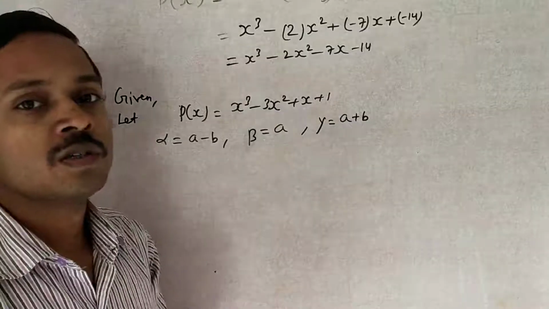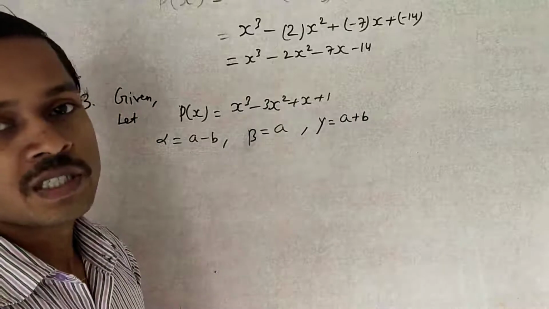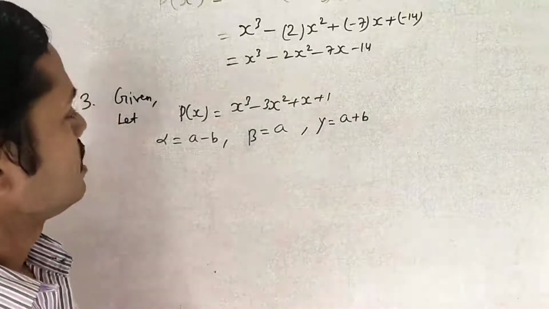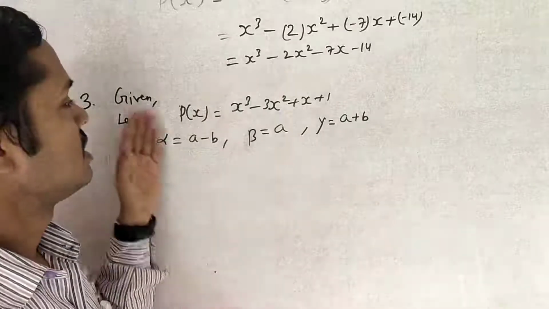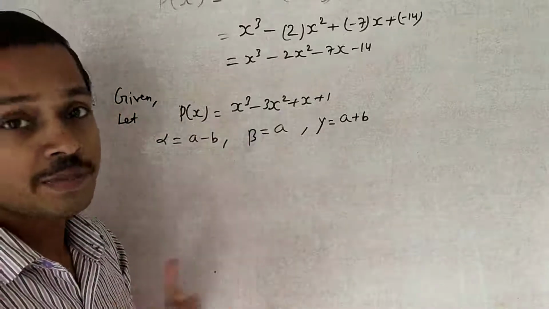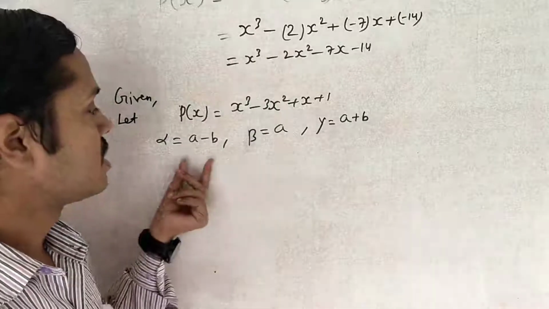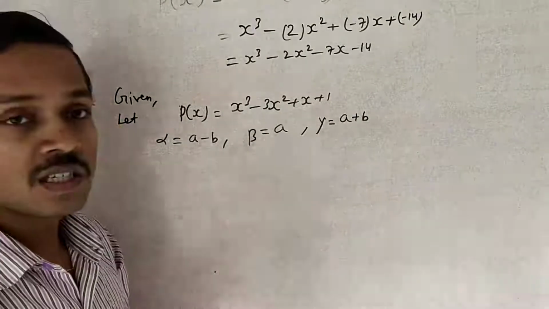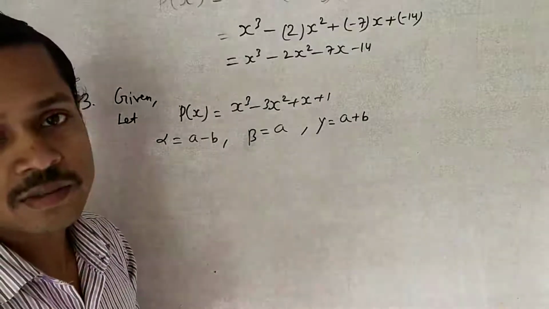Now students, we are going to solve question number 3. What is the information given? Look at there. Any type of equation we are assuming p(x), just think about this information is given. And separate zeros are given. Alpha is equal to a minus b, beta is equal to a, gamma is equal to a plus b. And the question asks to find a and b.